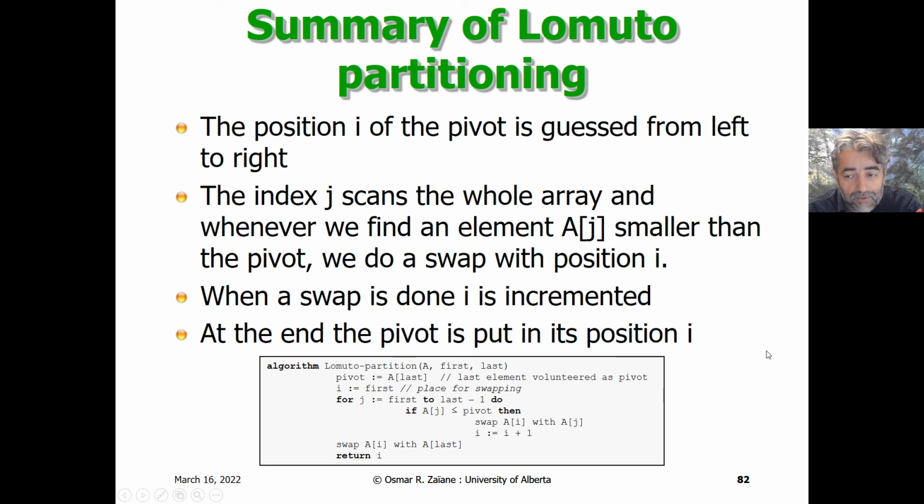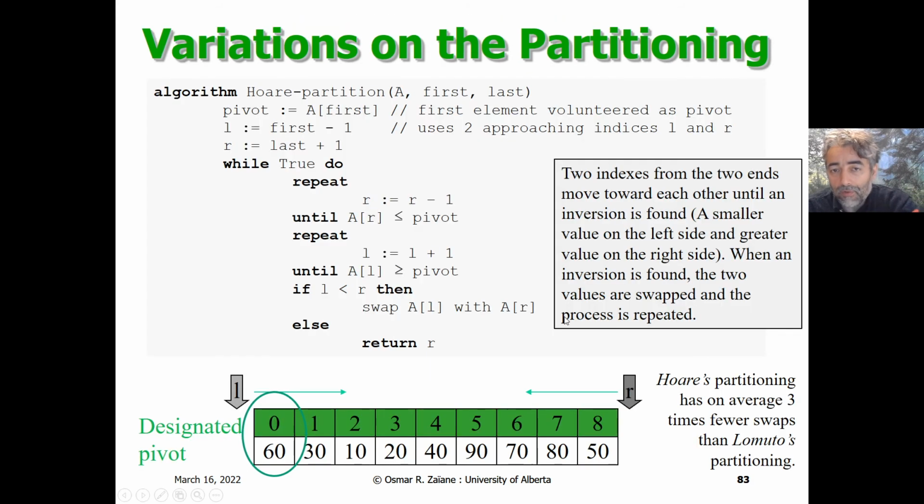Now, there is another algorithm that appears to be 3 times faster. It has 3 times fewer swaps than the Lomuto, and this is called the Hoare partitioning. Hoare partitioning is again named after the person who came up with this algorithm. I will also designate the first element as pivot, like we did with the first 2 algorithms.